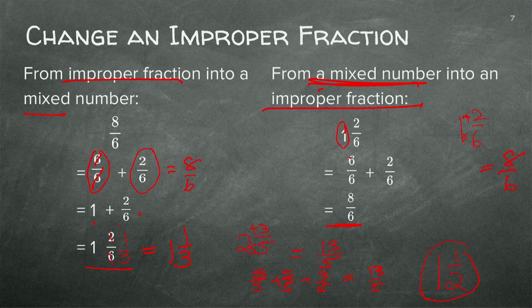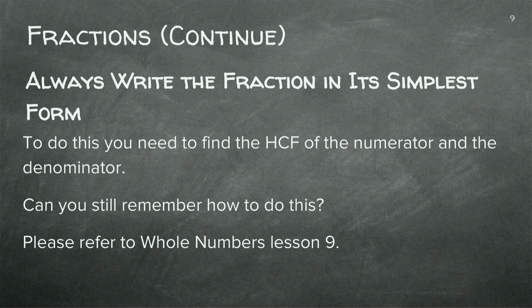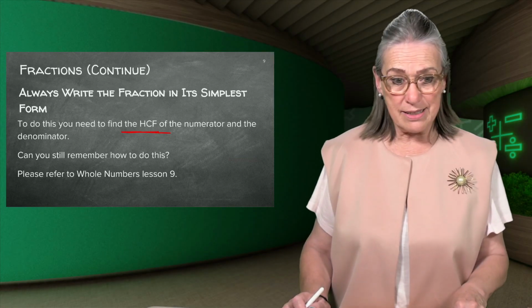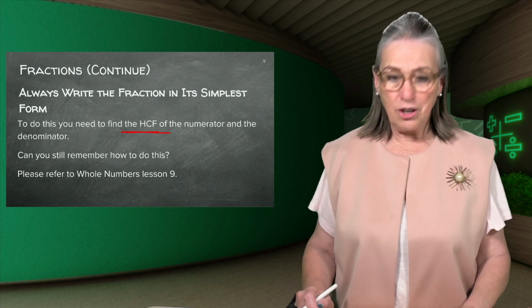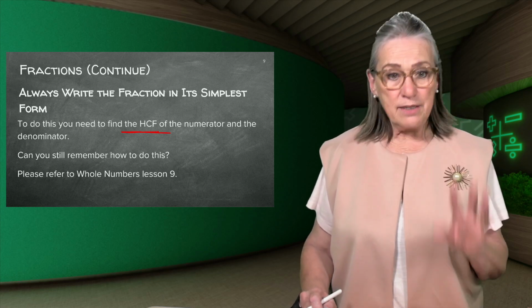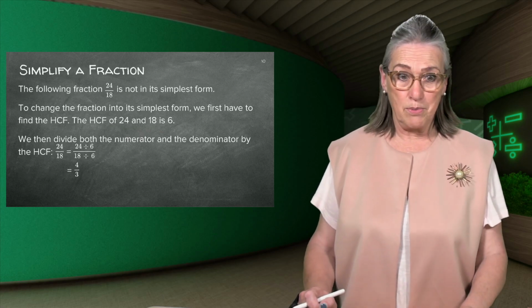Now remember here, I said to you, 1 and 2 over 6 can even be made simpler because 2 can go into 6 3 times. So this is what we must remember. We always write the fraction in its simplest form. And to do this, we need the HCF of the numerator and the denominator. Can you still remember how to do this? I want you to go to your whole number lesson and just refresh your memory if you cannot remember anymore.